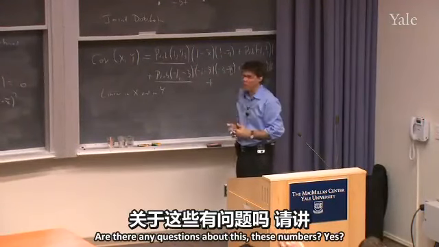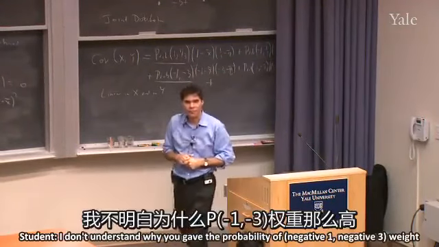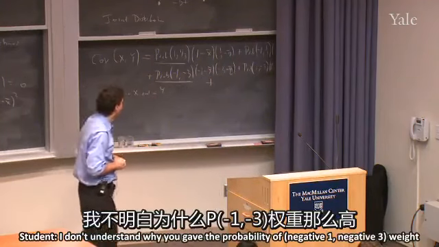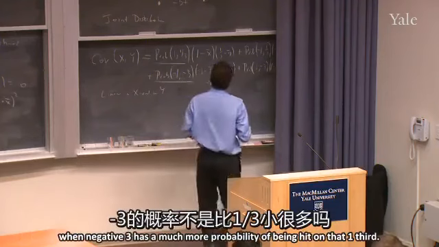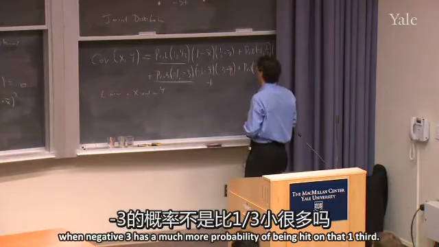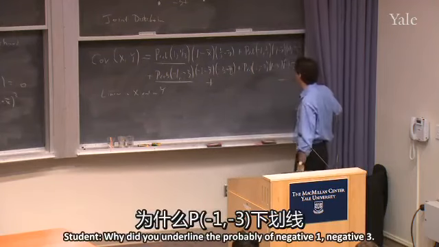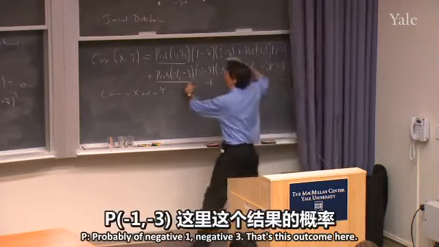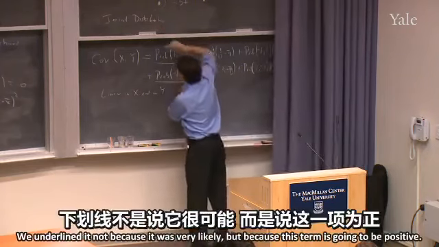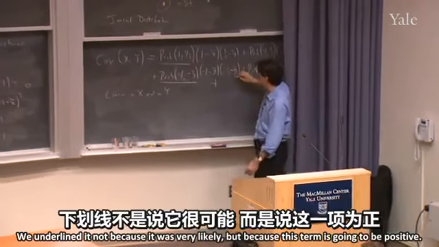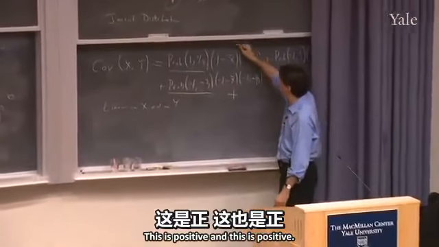Are there any questions about these numbers? Yes. I don't understand why we gave the probability of -1, -3 weight when -3 has a much lower probability of being hit on than 1/3. Why did we give, say that again? We underlined the probability of -1, -3. That's this outcome here. We underlined it not because it was very likely, but because this term is going to be positive. This is positive and this is positive.